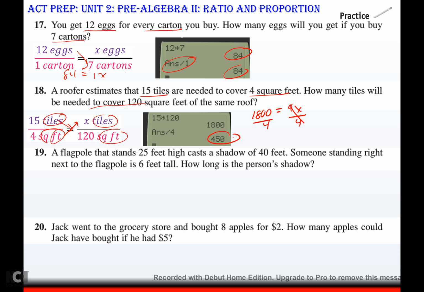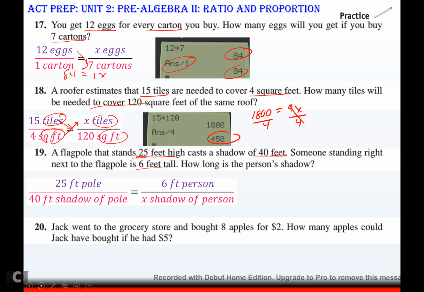Number 19: a flagpole that stands 25 feet high casts a shadow of 40 feet. That's going to be my first ratio: height of the object and the shadow of it. Someone standing right next to the flagpole is 6 feet tall. How long is the person's shadow?